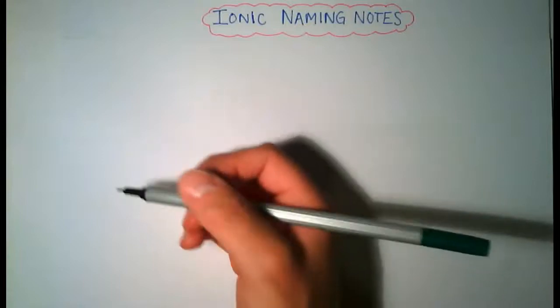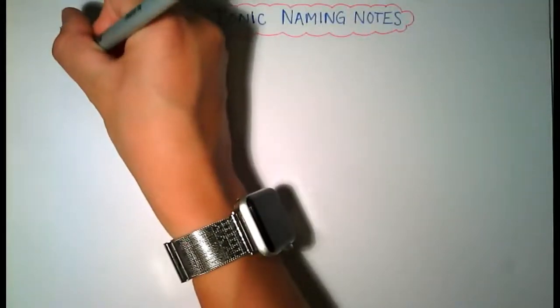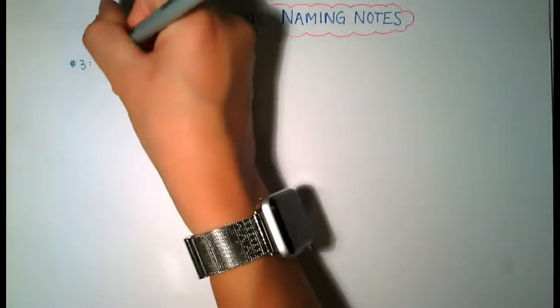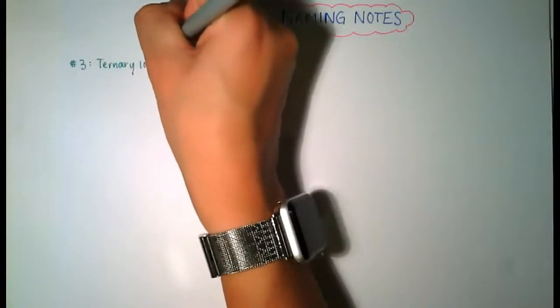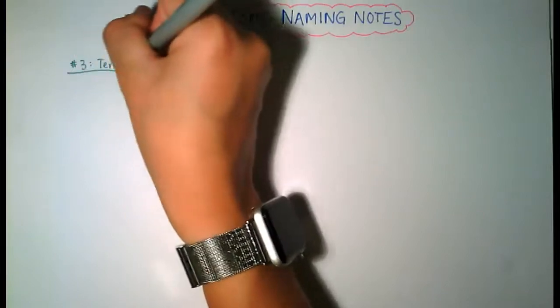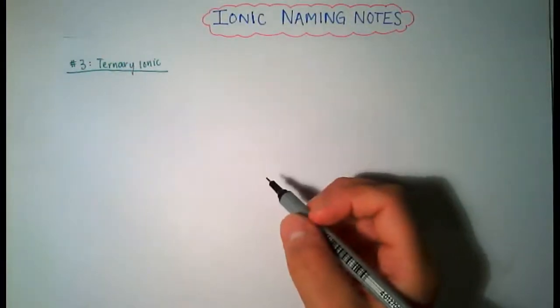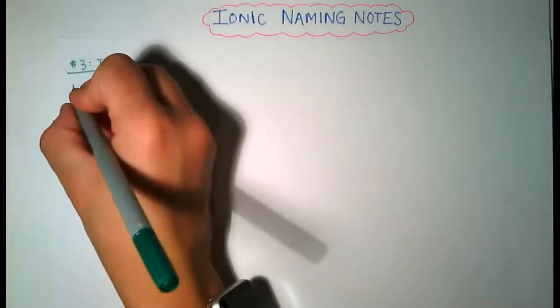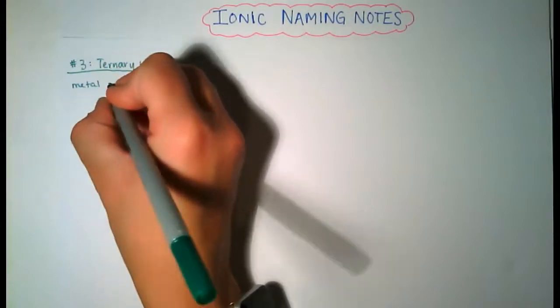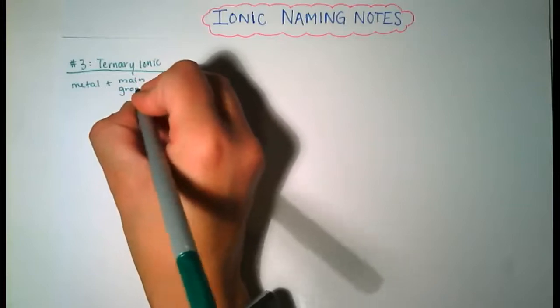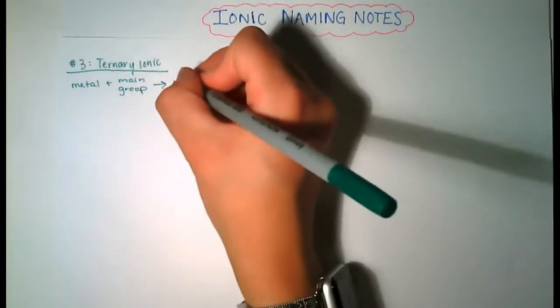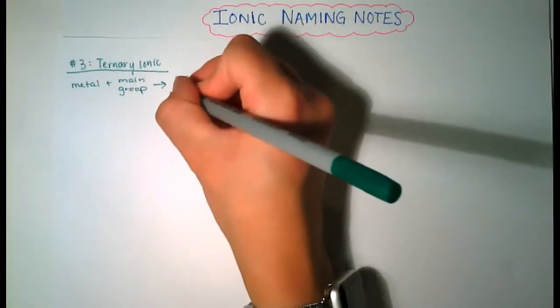So our third class of compounds are ternary ionic compounds. Number 3, ternary ionic. And the way that you know that you have a ternary ionic compound is if you have a metal, and that metal is a main group metal, and then you have more than 2 types of elements.